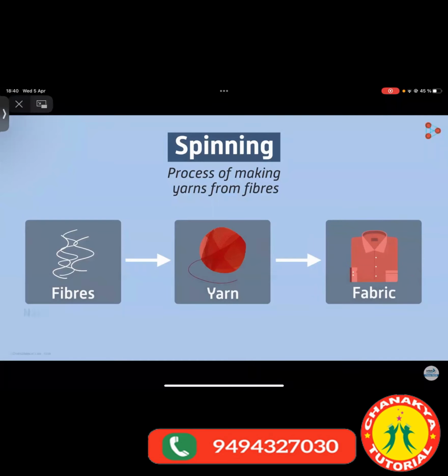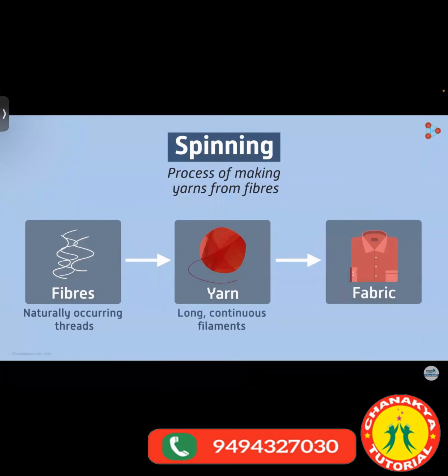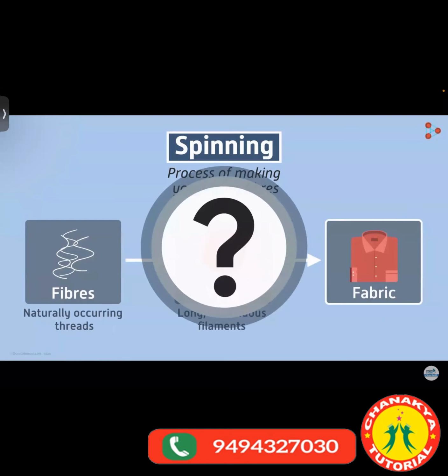So fibers are the naturally occurring threads. These need to be drawn into long and continuous filaments. These long filaments are the yarns, and these yarns are the ones that are woven into fabrics. So spinning is the process where the threads are converted into yarns. But how is this done?